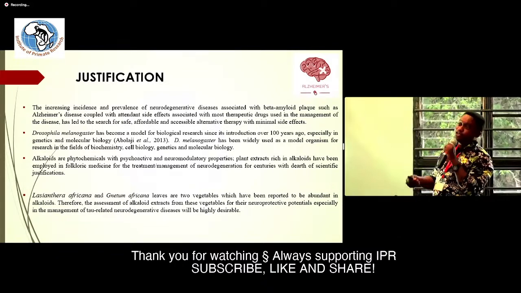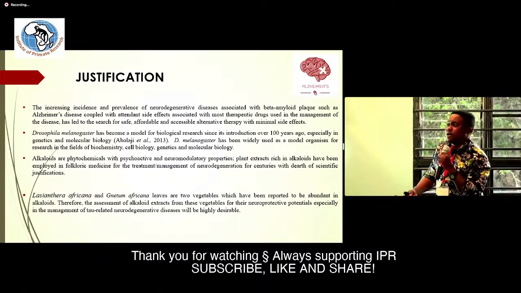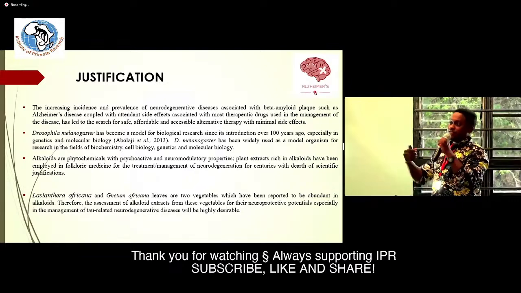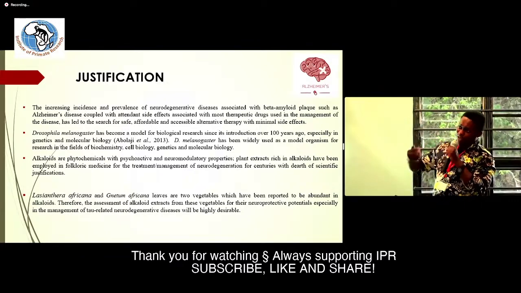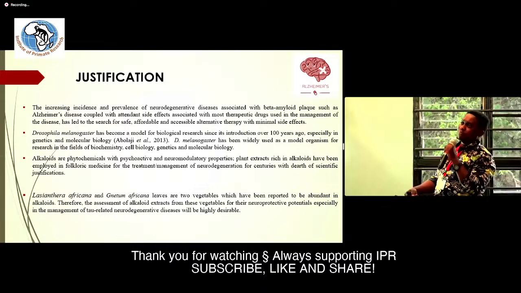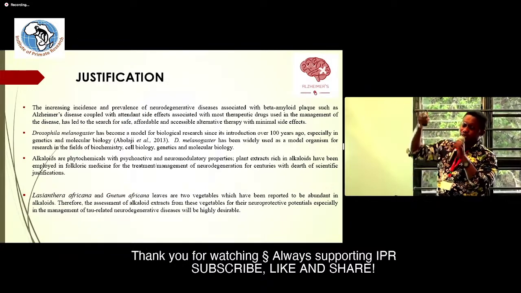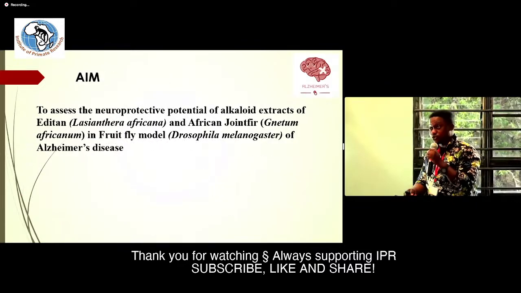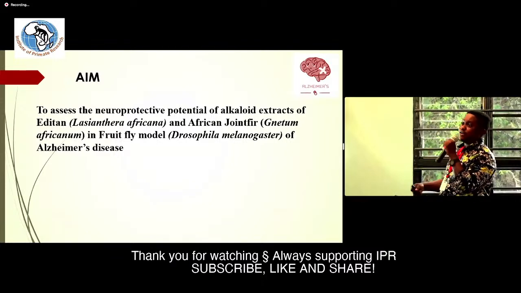And then we chose the Drosophila model because about 75% of genes that encode certain human diseases have been shown to still be conserved in Drosophila. It simply implies that if there's any test compound I'm testing on this fly, the way it acts in them is more likely to be the same in humans. And also because the use of Drosophila as an experimental model does not attract much ethical concern. So that was the reason why we opted for the Drosophila model. The aim of the experiment was to assess the neuroprotective potential of alkaloid extract from these two vegetables in fruit fly models of Alzheimer's disease.